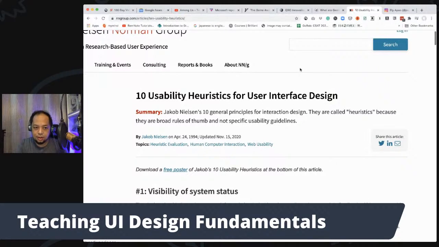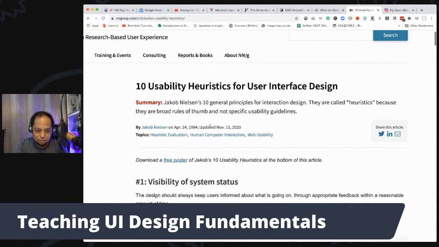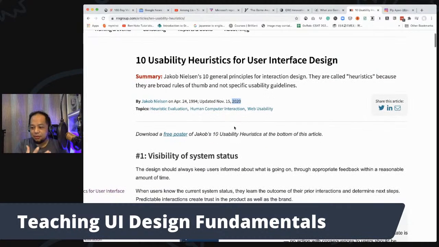This was originally written in 1994. Imagine that, this is very old. It was just recently updated, like last month. These are very fundamental things. If you're making a website or designing a mobile app, these are fundamental things that are very useful to look at.